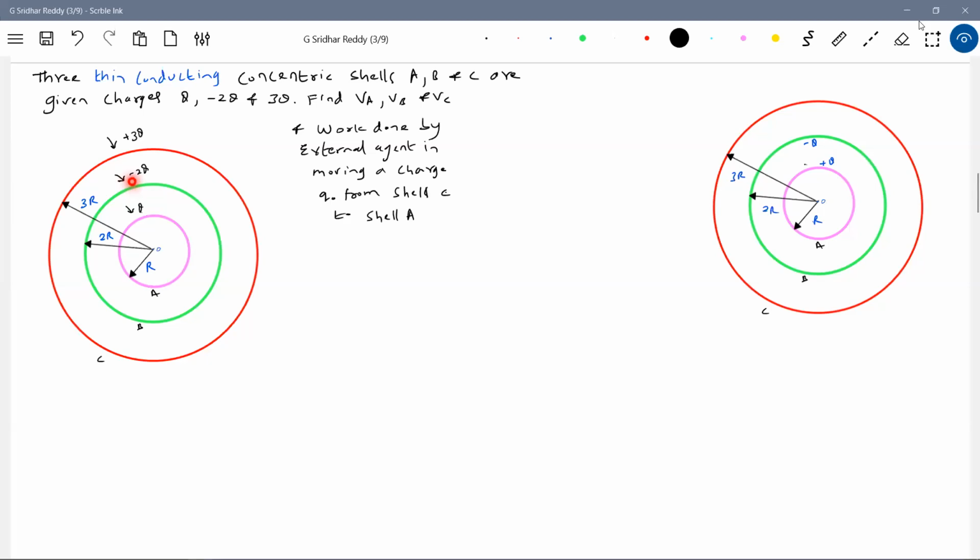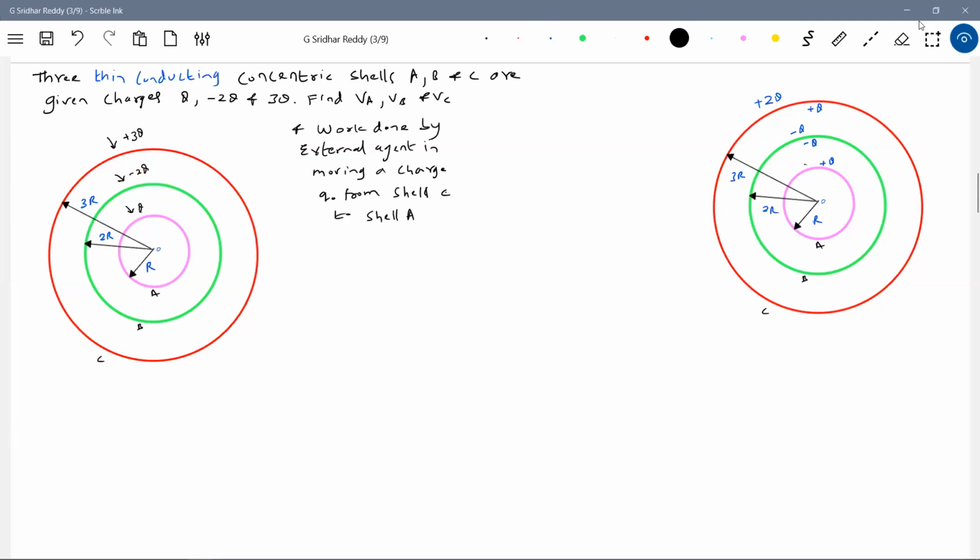The shell B was given minus 2Q, no? Minus Q, the net charge should be conserved. So how much should it be equal to? Minus Q. Then this will induce charge plus 2Q. Okay, this will be the charges on all surfaces. Able to understand? So I'll start with this one. Charge here plus Q. It will induce charge minus Q. Then on the outer surface plus Q, minus 2Q plus Q.